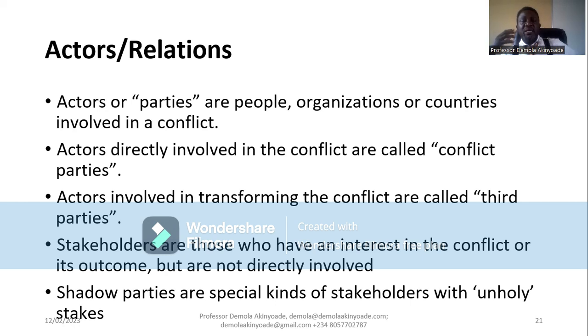Stakeholders are another set of actors. They are those who have an interest in the conflict or the outcome of the conflict. They are not directly involved in the conflict, but the continuation of the conflict is affecting them, and whatever the outcome of the conflict is will also affect them because of their interest.